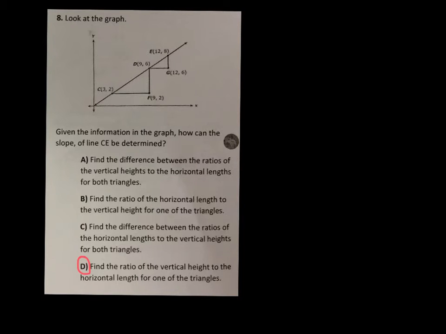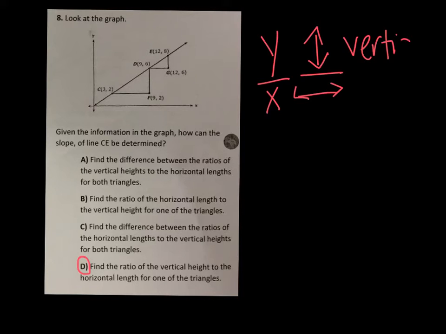Number 8, looking at the graph. Given the information in the graph, how can the slope of the line be determined? Well, we know it's y over x, which we know y goes up and down, and x goes left and right. And another word for up and down is vertical.